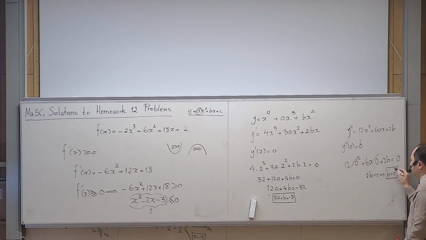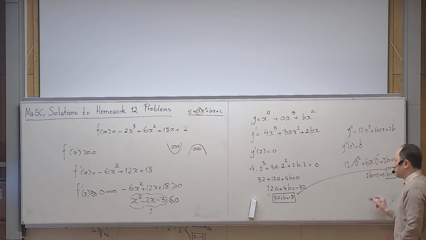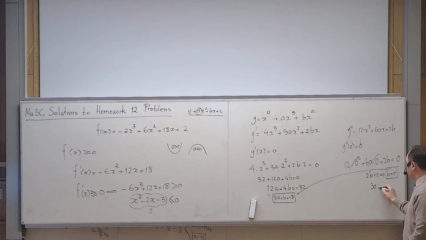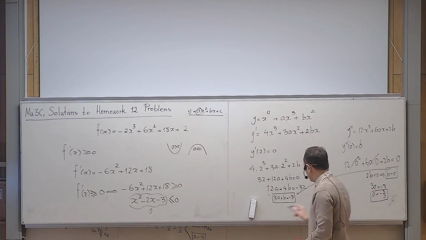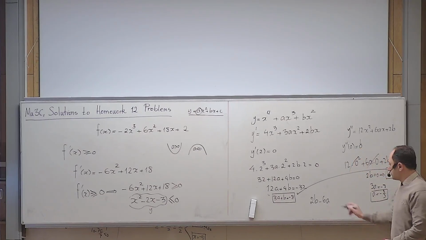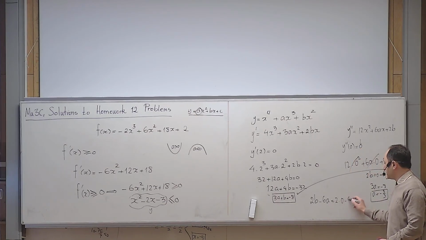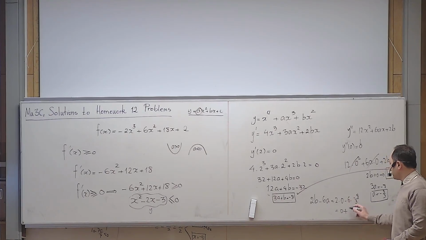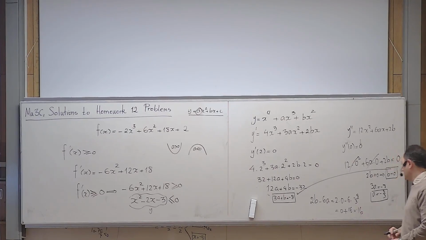b is 0. If b is 0, I put it here, so 3a becomes what? Minus 8. So a becomes minus 8 over 3. So I found a and b. But what is the question mark? The question mark is asking you about 2b minus 6a. So it becomes 2 times 0 minus 6 times minus 8 over 3. 2 times 0 is 0, minus minus is plus. This becomes 16. So the answer is 16, yes?